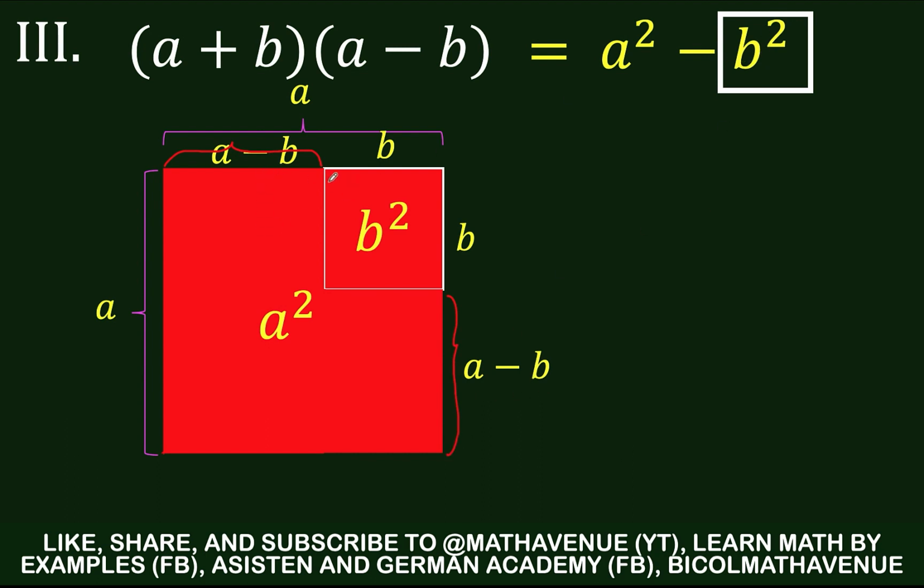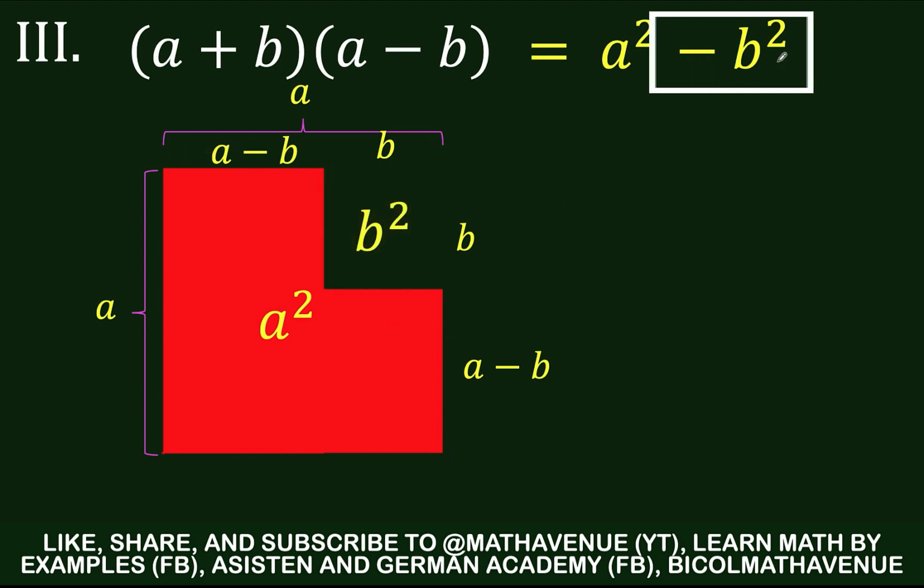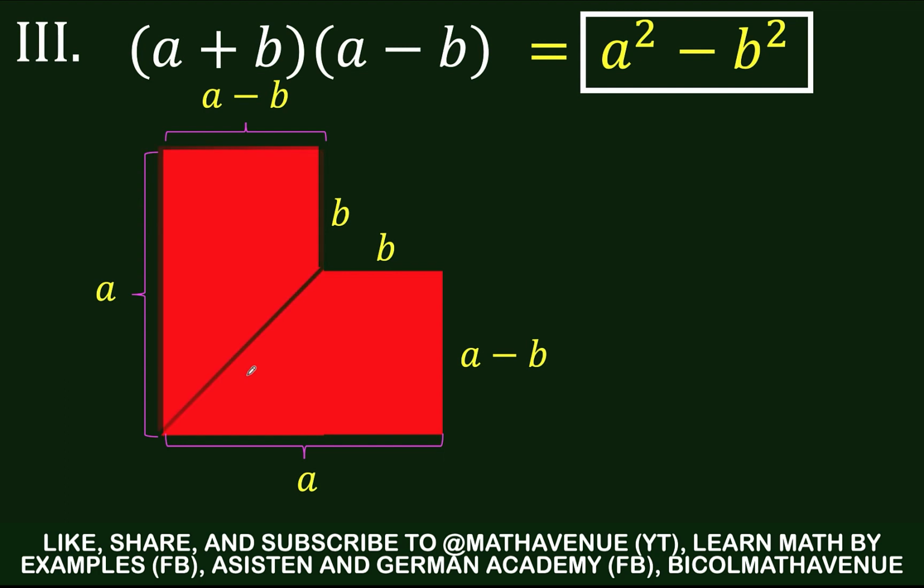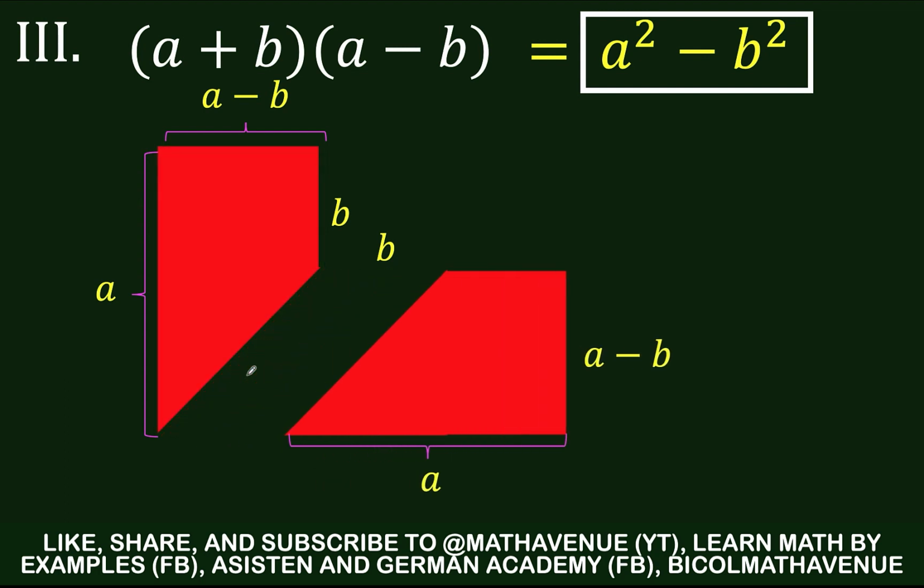Notice that we have an a squared and we want to subtract b squared. So let's remove the b squared. This is now how this looks like. This L-shaped area is the a squared minus b squared. Literally, a square of dimension a squared subtracted by a square of dimension b squared. So what is now the area of this remaining red shaped figure? This is what we are going to do. We are going to separate the components, and so we have this composite figure.